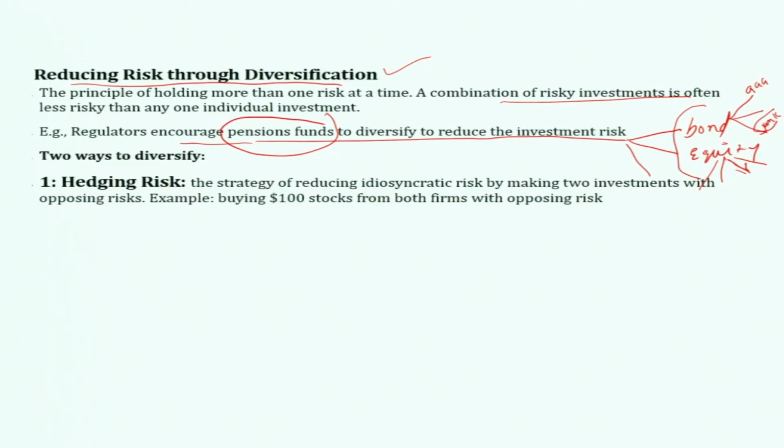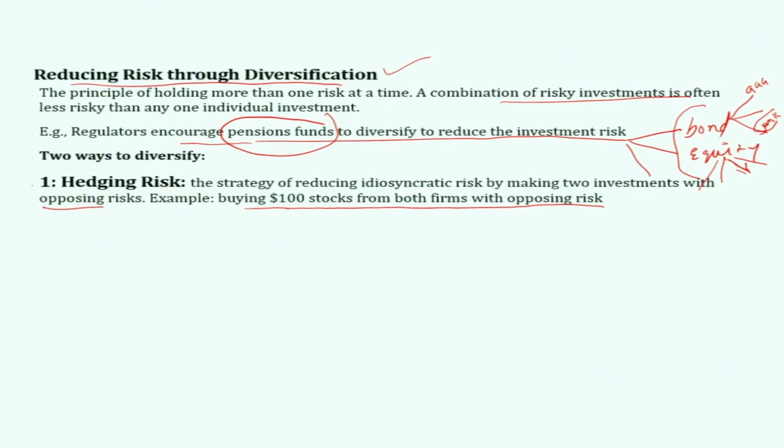There are two ways to diversify the risk. One is called hedging risk. Hedging risk is the strategy of reducing idiosyncratic risk by making two investments with opposing risk. So let us discuss this concept by using an example. Suppose you are an investment fund buying $100 of stocks from both firms with the opposing risk.